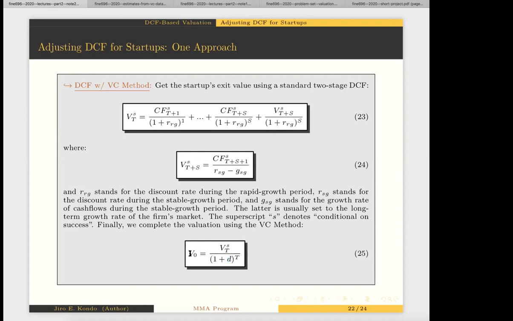So again, only use this method if you think your startup is relatively typical for a startup raising a given round of funding, in this case, that it's a relatively typical Series A company. So what do you do if you think the startup is not a typical startup at its round of funding? In that case, we want to be a little bit more rigorous in modeling our DCF valuation.